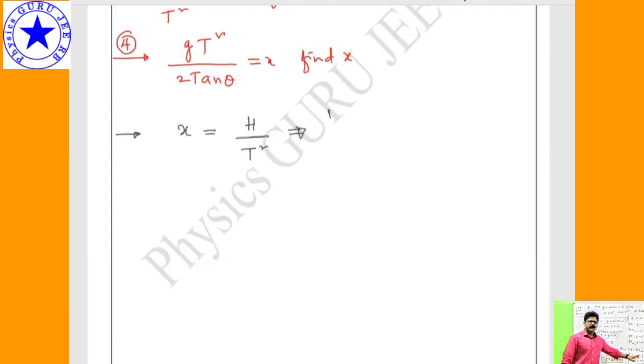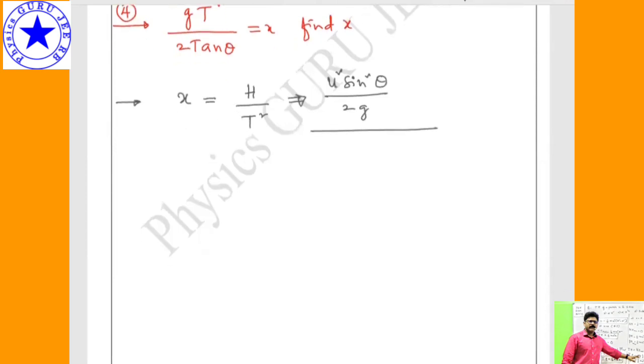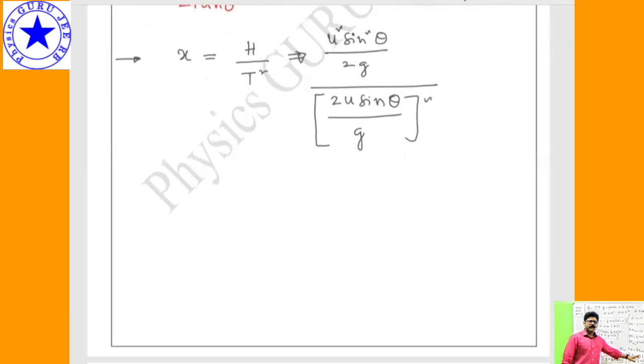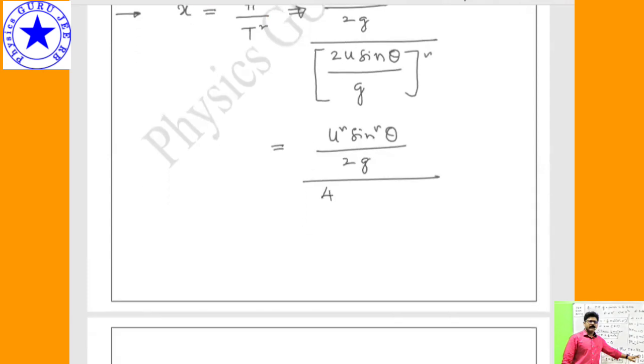H, maximum height. What is the formula for maximum height? U square sine square theta divided by 2g, divided by the time of flight. Time of flight is 2u sine theta divided by g. So this one you should know, square of that. Here onwards it is completely the mathematical part: U square sine square theta divided by 2g, divided by 4 u square sine square theta divided by g square.